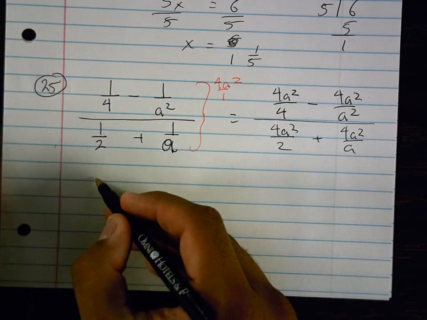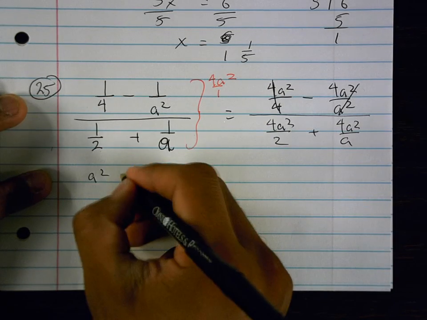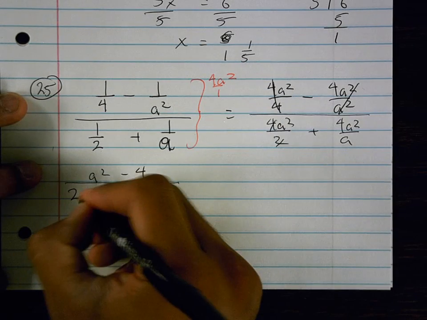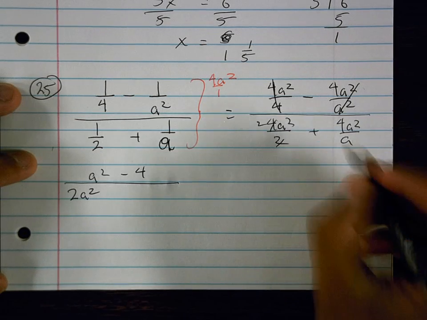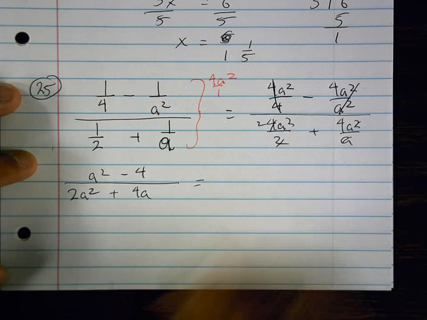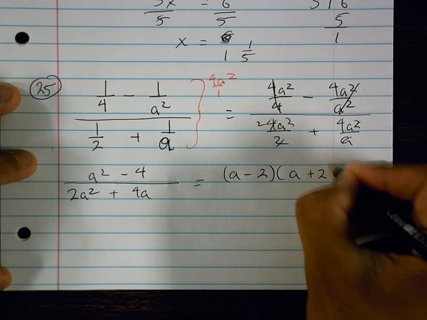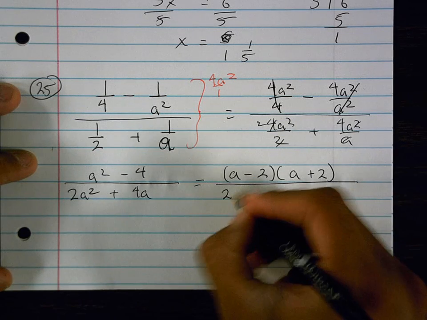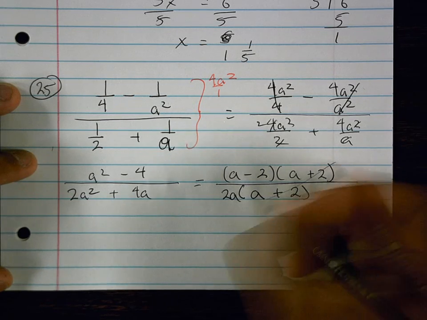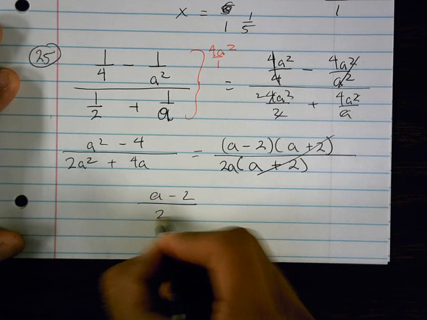Coming over here, because we're running out of room, this one, the 4's cross off, so I get a squared. This one over here, the a squareds cross off, and you can see what happened. I got rid of all the little fractions. Over here, it leaves me with a 2a squared. And over here, I get a plus 4a. Now let's see if we can factor here. And we can. Take out a GCF here. Actually, it's 2a. We get a plus 2. Those cross off, and our final answer is a minus 2 all over 2a.